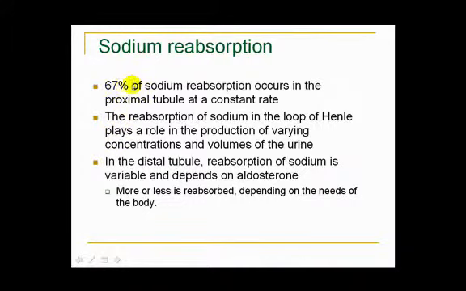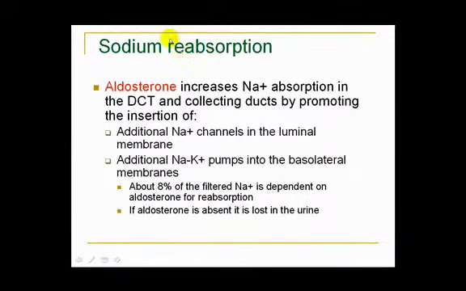Now about 67% of sodium reabsorption happens in the proximal convoluted tubule. You also have some sodium reabsorption happening in the loop of Henle, and that's going to play a role in varying the concentrations of urine, and we'll talk about that at the end of this lecture. Now in the distal convoluted tubule, for any of the sodium that's left, the reabsorption can be variable depending on your body's needs. That's going to be controlled by the hormone aldosterone. Sometimes your body might need to reabsorb more sodium or less, and that's controlled by aldosterone secretion. So let's look at aldosterone.